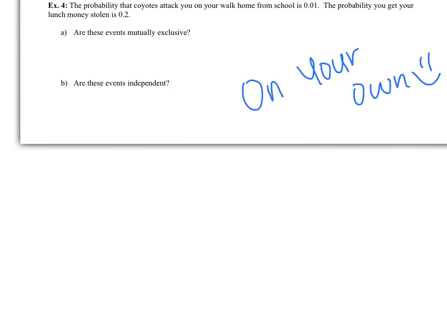In example 4, we consider the probability that coyotes attack you on your walk home from school. That probability is 0.01. The probability you will get your lunch money stolen is 0.2. Consider these probabilities and answer the questions below on your own.